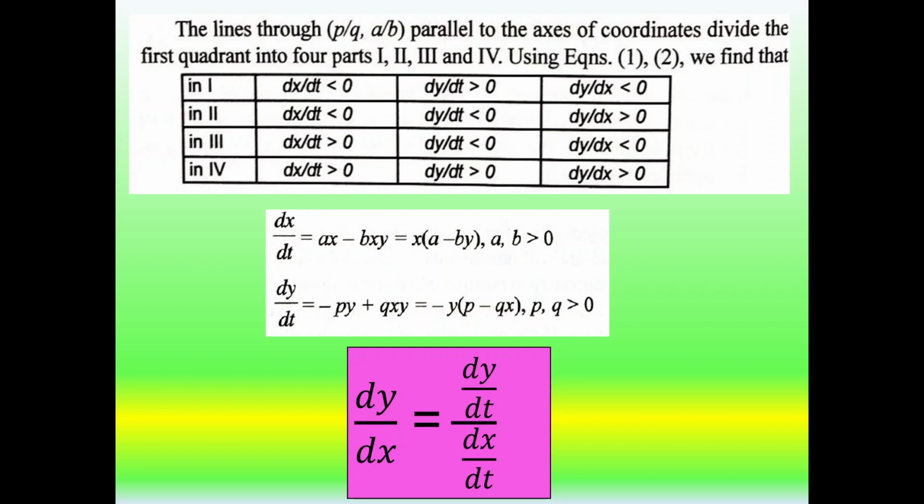In the third part, we can say whenever dx by dt is greater than 0 and dy by dt is less than 0, definitely dy by dx will be less than 0, as dy by dx is obtained by the quotient of dy by dt and dx by dt. Finally, in the fourth part, if both the expressions dx by dt and dy by dt are positive, then definitely dy by dx is also a positive quantity.